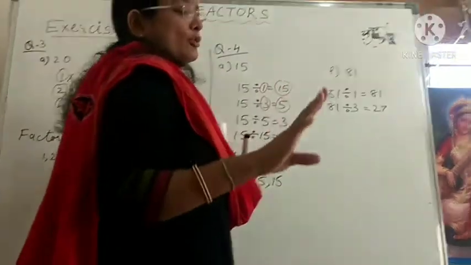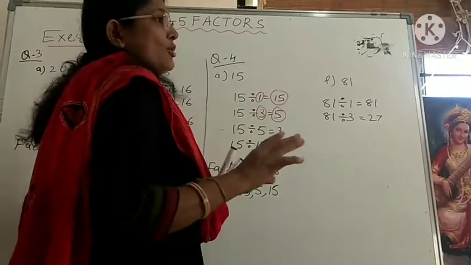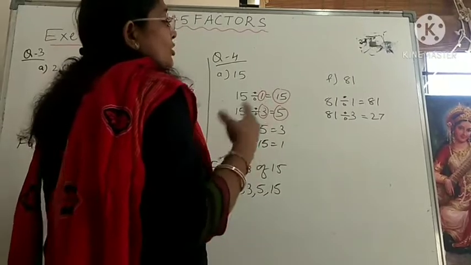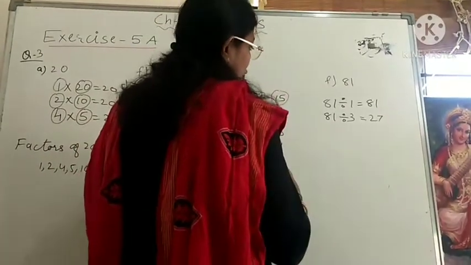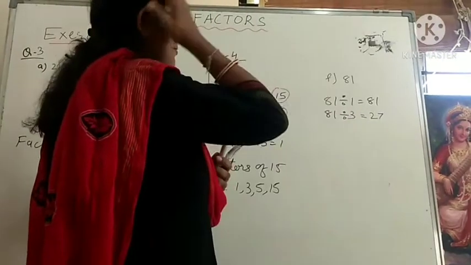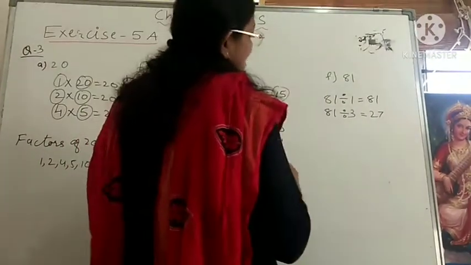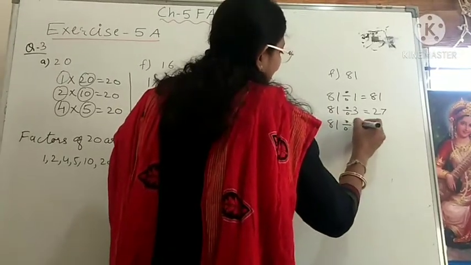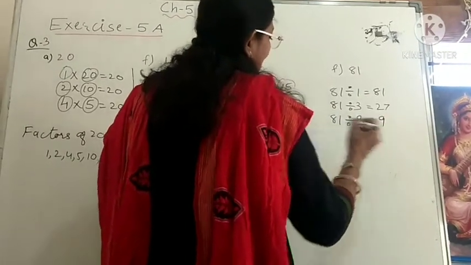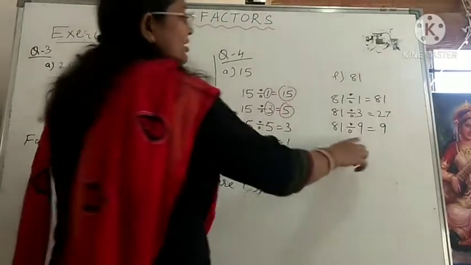Again for 4's also it will not come because 4 10's are 40, and in the same way 4 20's are 80. Here nothing can be done in 4 also. In 5 also it is not possible. 6 also it is not possible. 7 also it is not possible. Directly it will be possible in 9. 81 divided by 9 is equal to 9. 9 9's are 81, right? So here we have to stop.